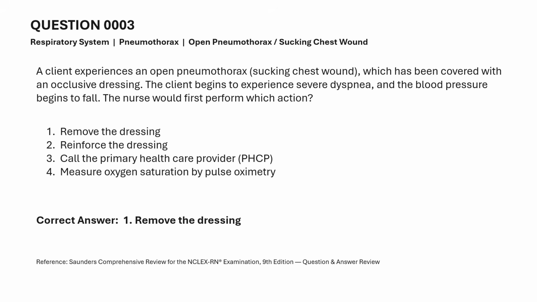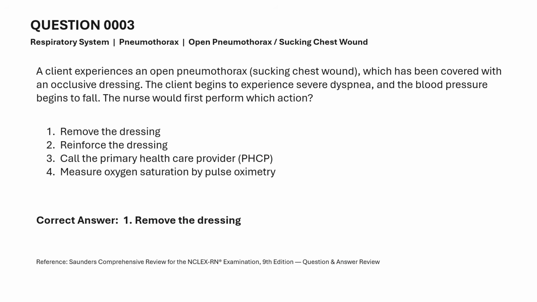Now look at the key change in the question. The wound has been covered with an occlusive dressing, and the patient then develops severe dyspnea and falling blood pressure. This tells us that air may now be trapped in the pleural space. As the trapped air accumulates, intrathoracic pressure continues to rise. The increasing pressure further compresses the affected lung and can shift the mediastinum toward the opposite side, compressing the heart, the great vessels, and the opposite lung.